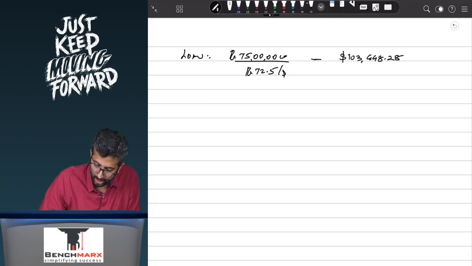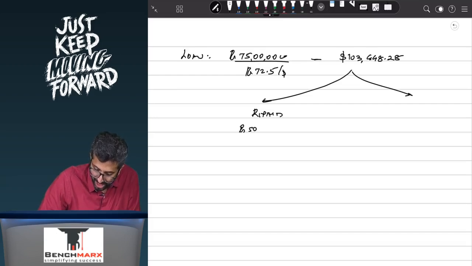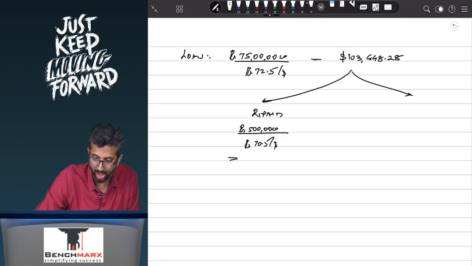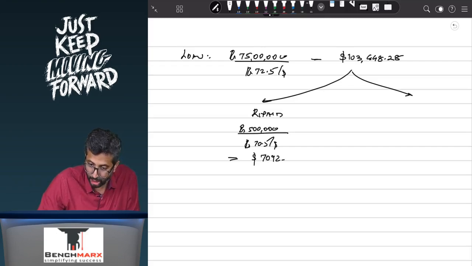Now out of this loan, some part of the loan is repaid. How much of the loan is repaid? We can say rupees 5 lakhs is repaid, but that is in rupees. It was repaid when the rate was 70.5 per dollar, which means 5 lakh rupees divided by 70.5 comes to around $7,092.20, which is the amount repaid.